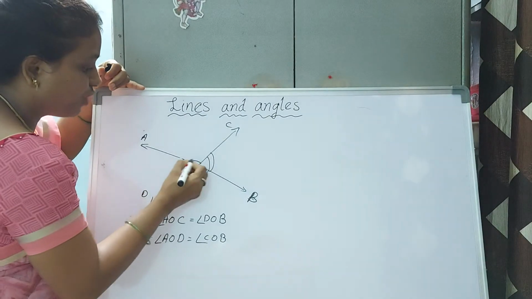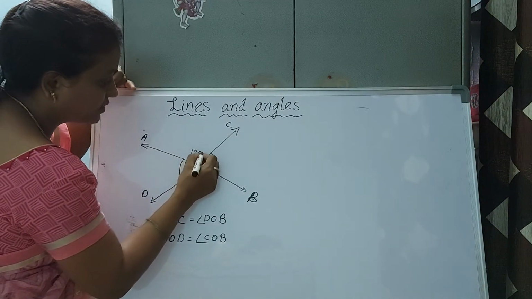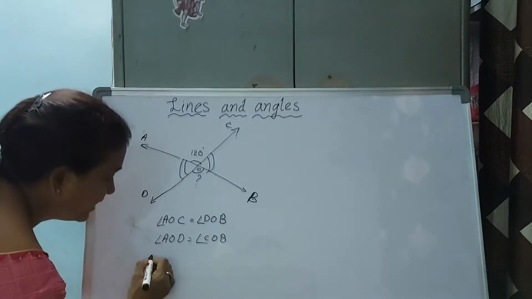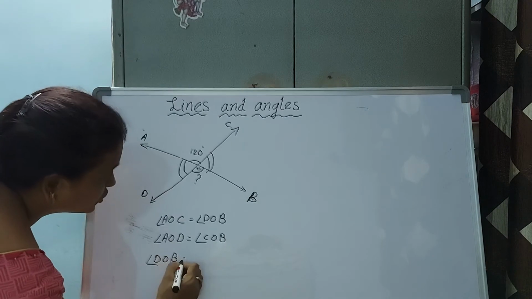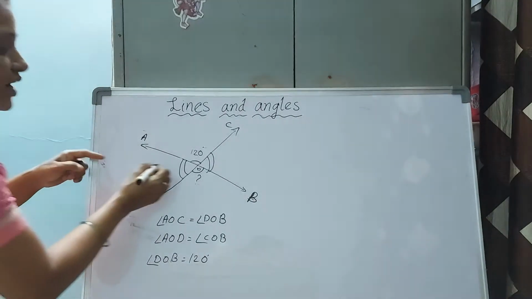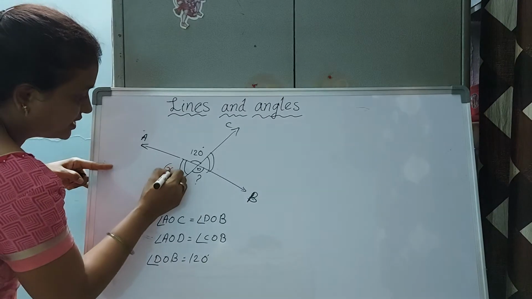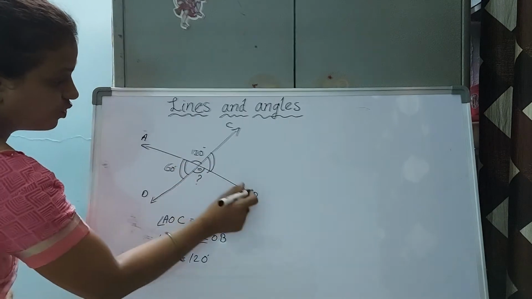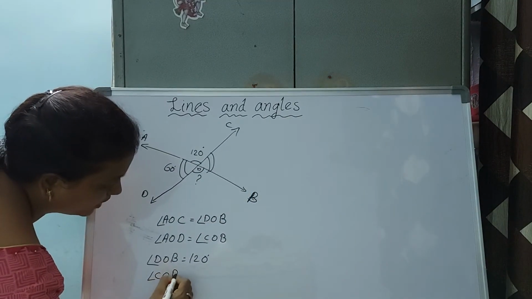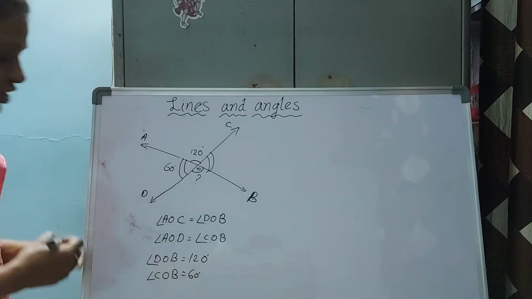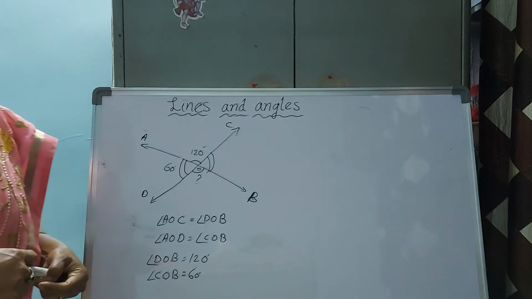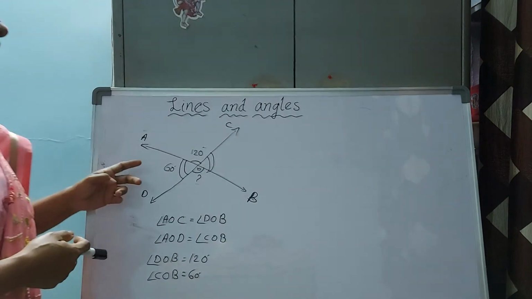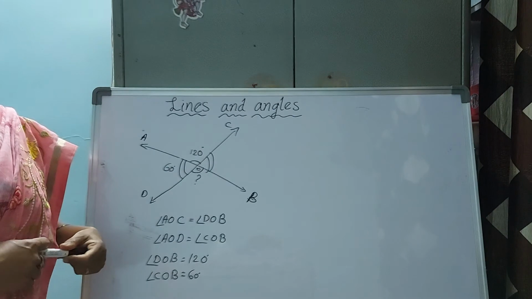For example, if one angle, AOC, is 120 degrees, what about angle DOB? Angle DOB is also 120 degrees. If one angle is 60 degrees, these two angles are equal, no? That's why angle COB is also 60 degrees. Now we discussed complementary, supplementary, conjugate angles, linear pair, adjacent angles, and last, vertically opposite angles are also equal. Thank you.